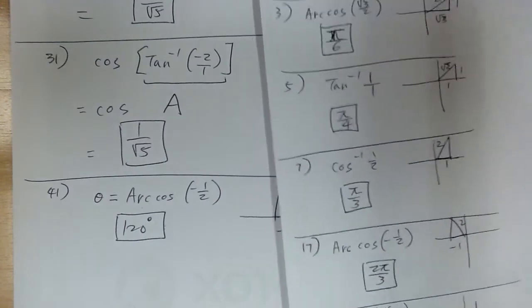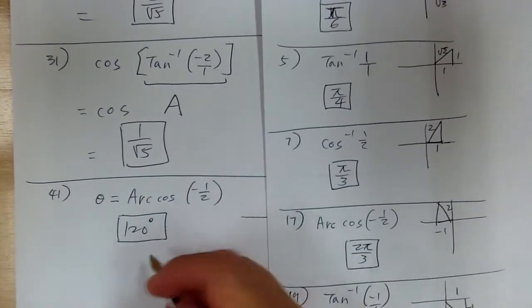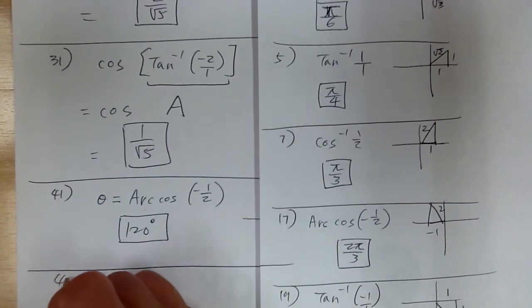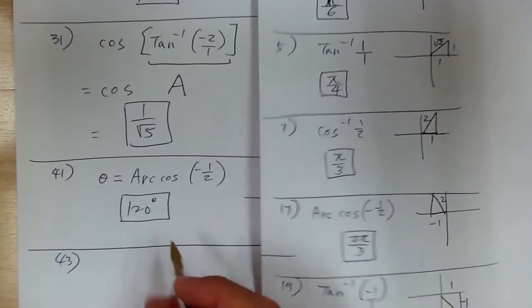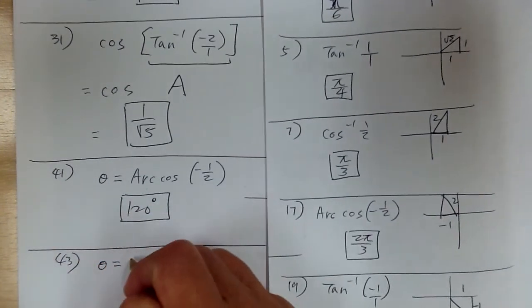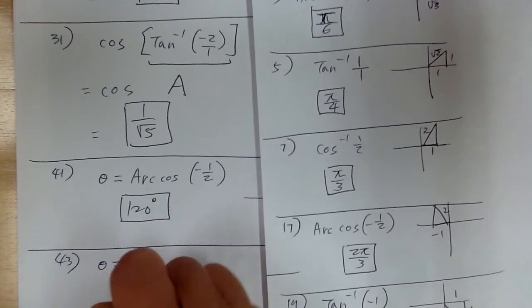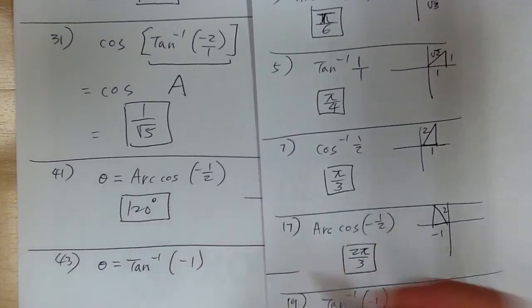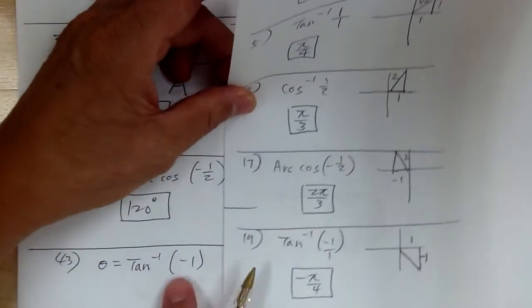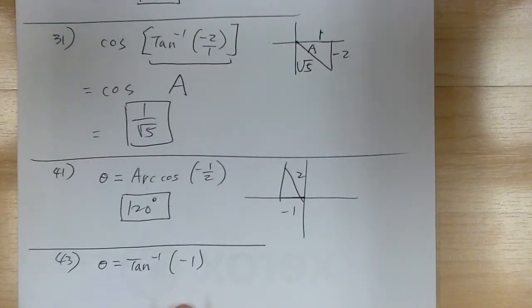Okay. And number 19, 43 is the same as 19. If you look at 43, you've got theta equal to inverse tangent of negative 1. Right? So again, it's the same thing. But now you have to do it in degrees, right? Okay, so let's go and do that.